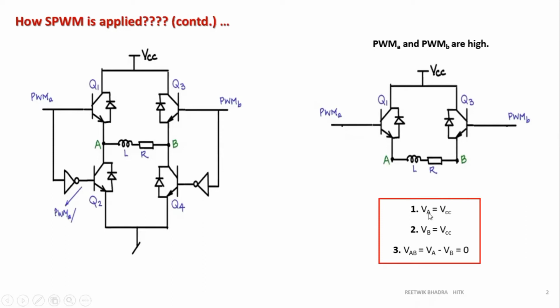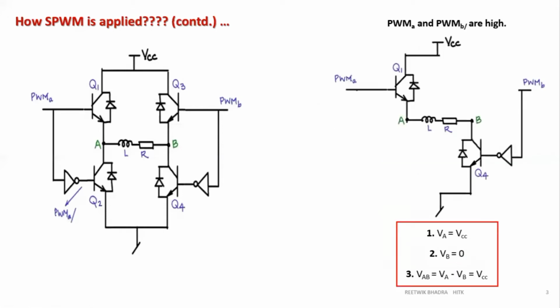So VA is also VCC, VB is also VCC, and VAB is equal to VA minus VB, which is equal to 0. So this is my first condition, when my switches Q1 and Q3 are on according to the pulses which we have generated. At that condition, we will have VAB equal to 0.